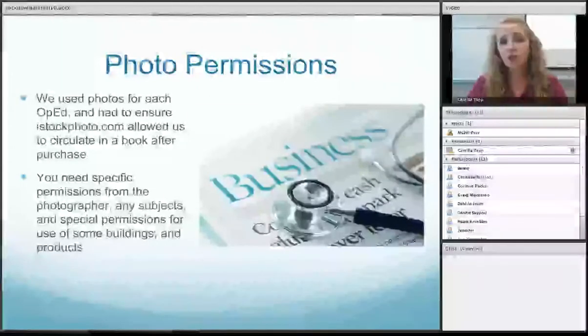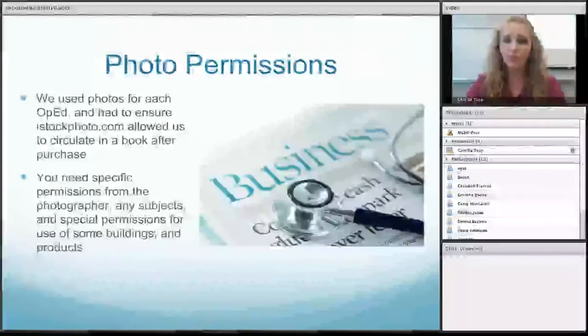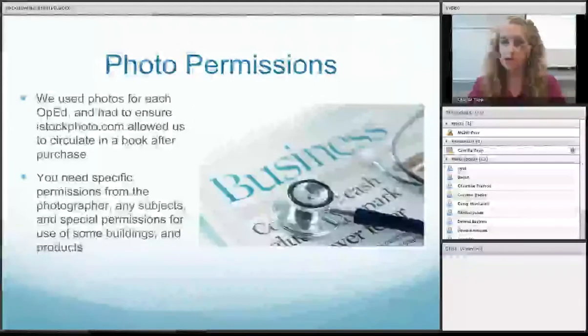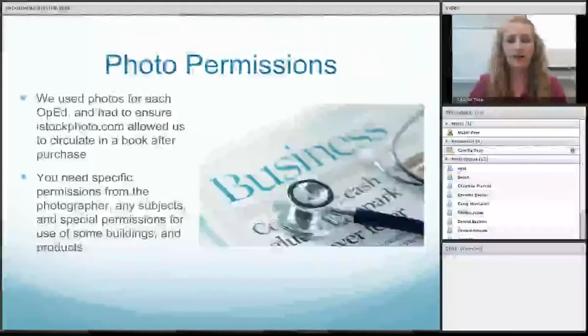But you also have to get permissions for any other photos you use. So we have a cover photo on the front of the book, and we had to obtain permission from the photographer who took the photo as well as the artist who did the installation, the artistic installation. So we obtained both to make sure that we did have the correct permissions to use it.